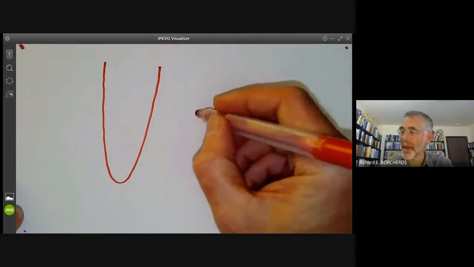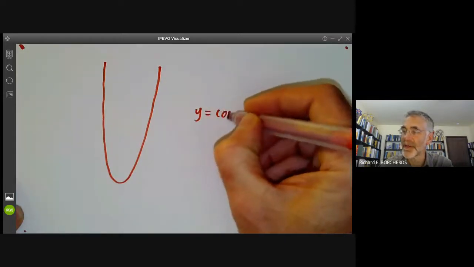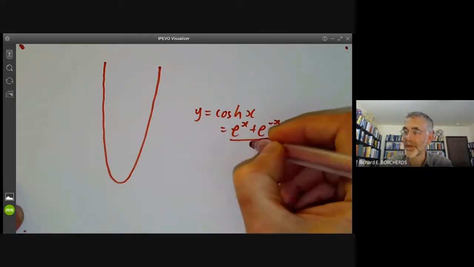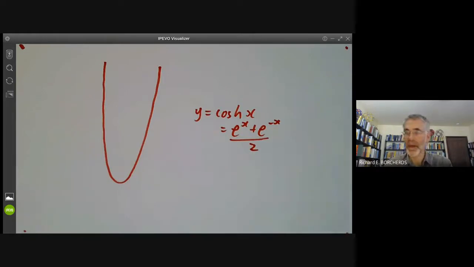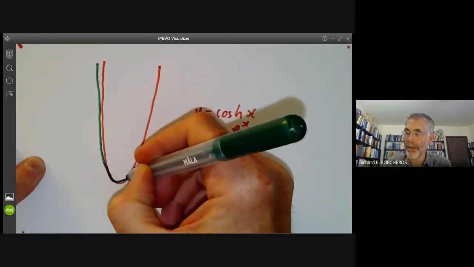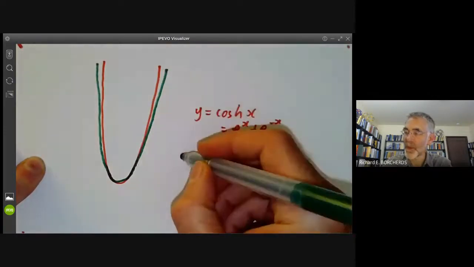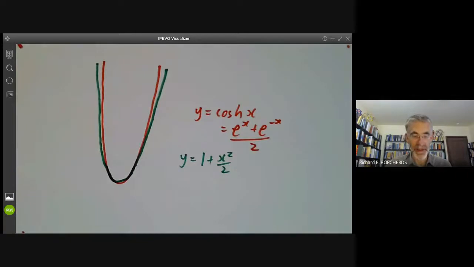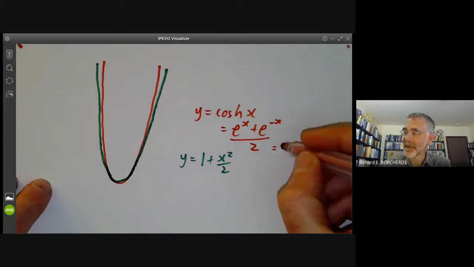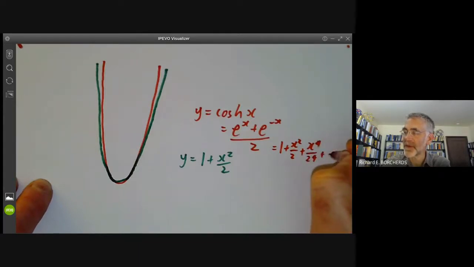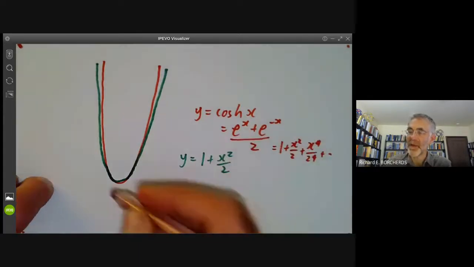and has the equation something like y is the hyperbolic cosine of x, which is (e^x + e^(-x))/2. A parabola, on the other hand, looks something like this. And we'll have equation y equals 1 plus x squared over 2. And these are very similar because if you expand the catenary as a power series, you see this is 1 plus x squared over 2 plus x to the 4 over 24, and so on. So for small values of x, these are really both very, very similar.